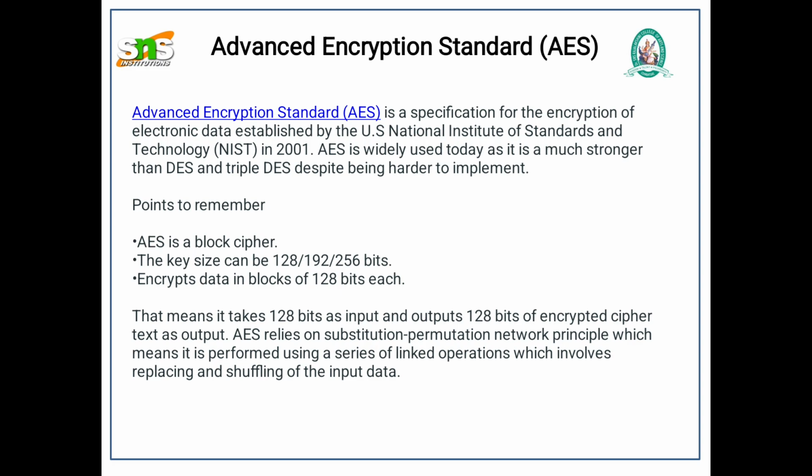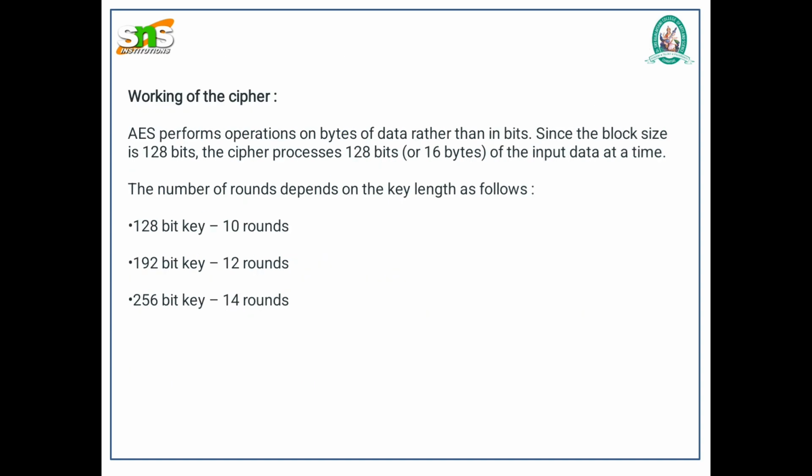The key size can be 128/192/256 bits. Encrypts data in blocks of 128 bits each. Working of the cipher: AES performs operations on bytes of data rather than on bits. Since the block size is 128 bits, the cipher processes 128 bits or 16 bytes of the input data at a time. The number of rounds depends on the key length as follows: 128 bit key, 10 rounds; 192 bit key, 12 rounds; 256 bit key, 14 rounds.